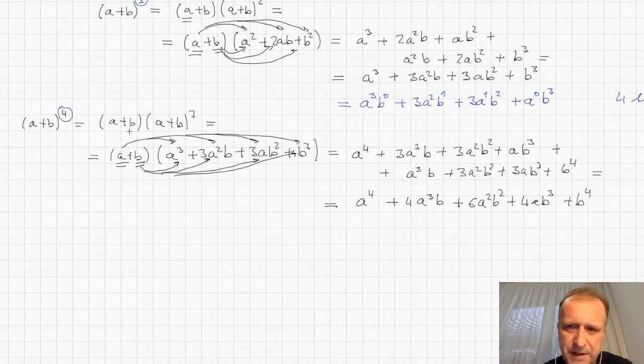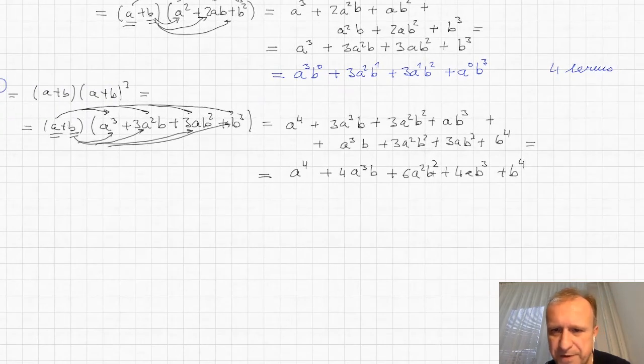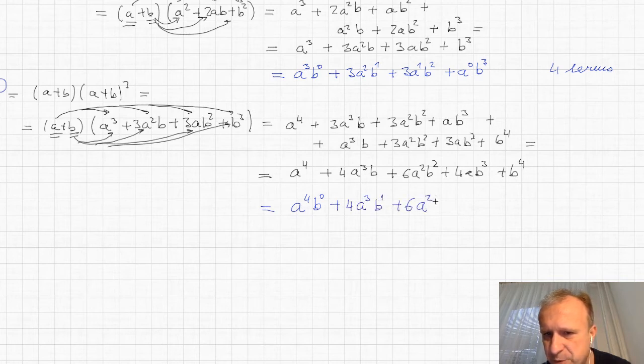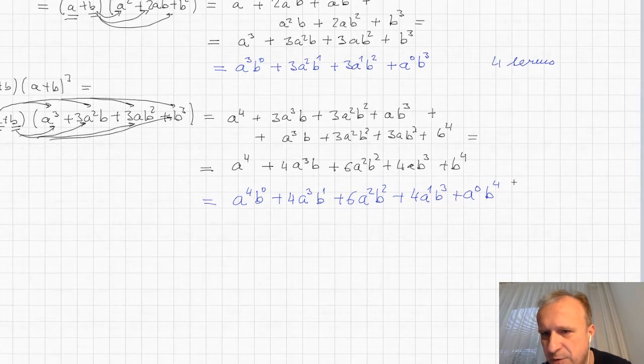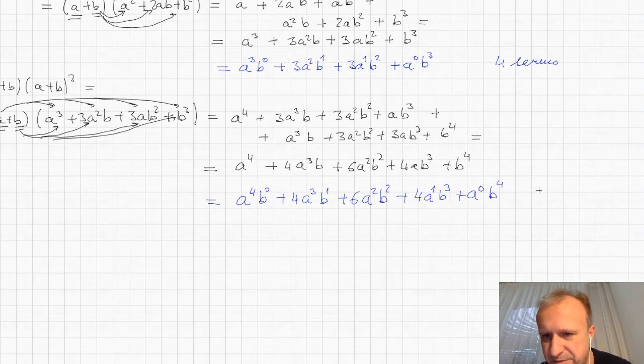So if our hypothesis is correct, we should have 5 terms. Okay, 1, 2, 3, 4, 5. There are really 5 terms. I can rewrite them: a to the power of 4 times b to the power of 0, plus 4 times a to the power of 3 b to the power of 1, plus 6 times a to the power of 2 b to the power of 2, plus 4 times a to the power of 1 b to the power of 3, plus a to the power of 0 b to the power of 4. So altogether we have 5 terms.